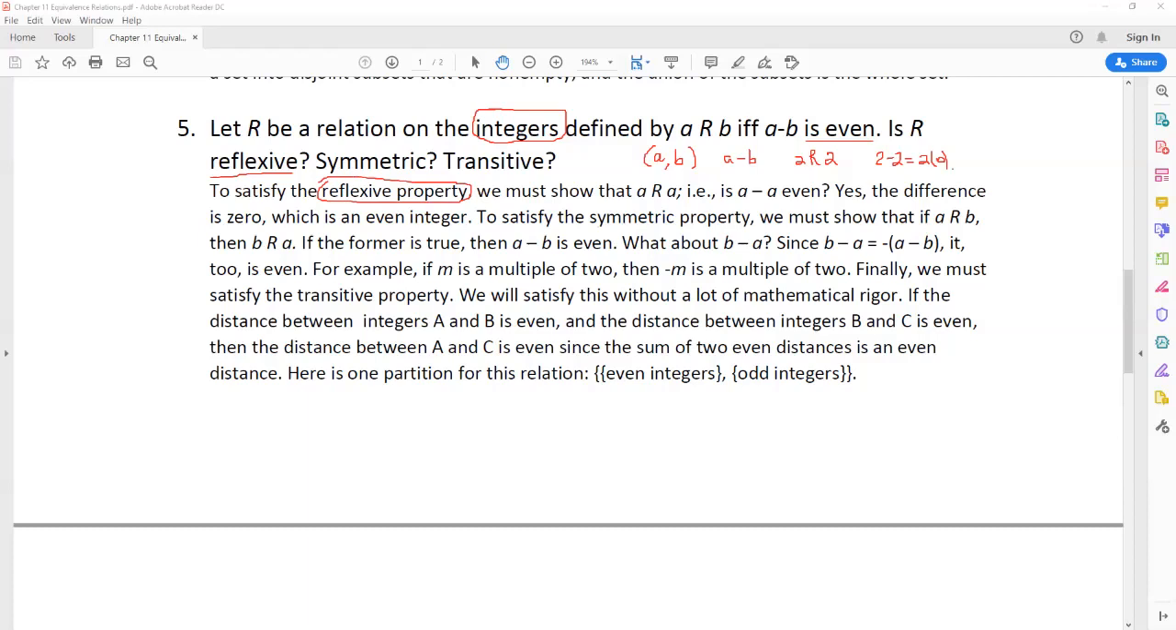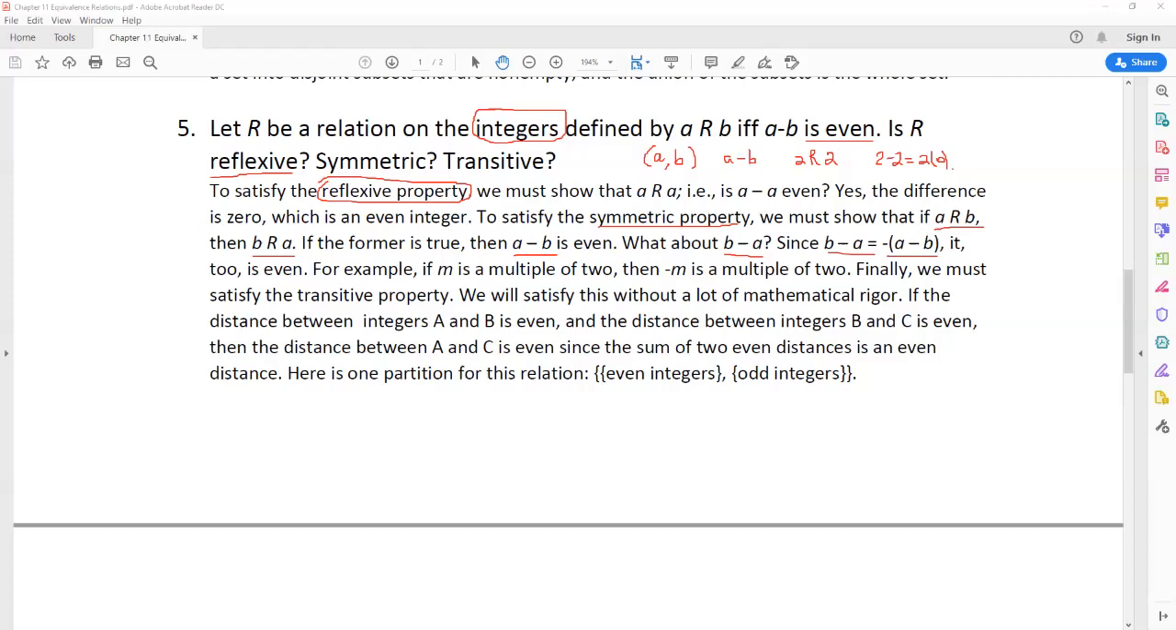What about the symmetric property? Well, the symmetric property is satisfied if we can show that if A relates to B, then B relates to A. If A relates to B, then that means that A minus B is even. So we must show that that leads us to B minus A being an even integer. Well, B minus A is minus (A minus B), and that too would be even.